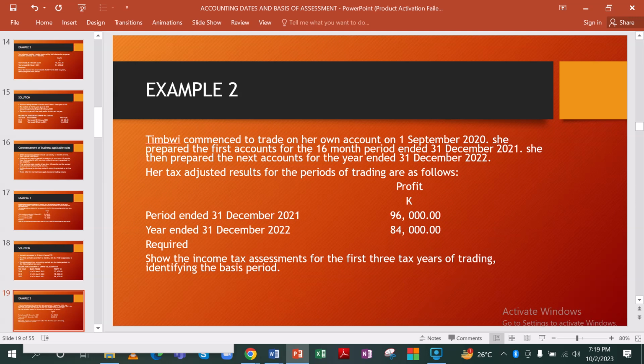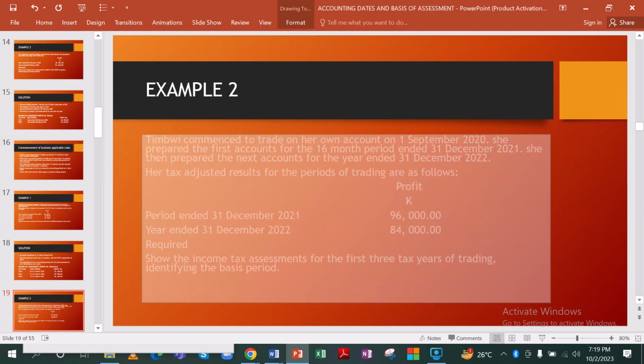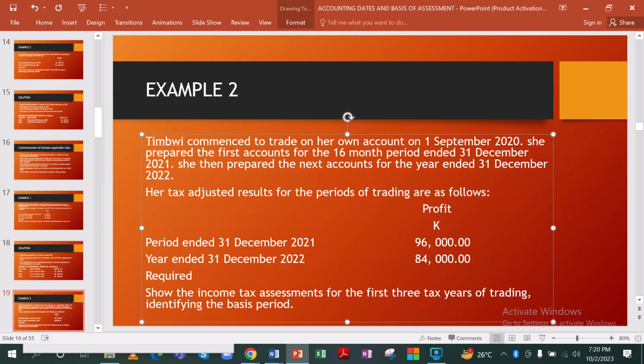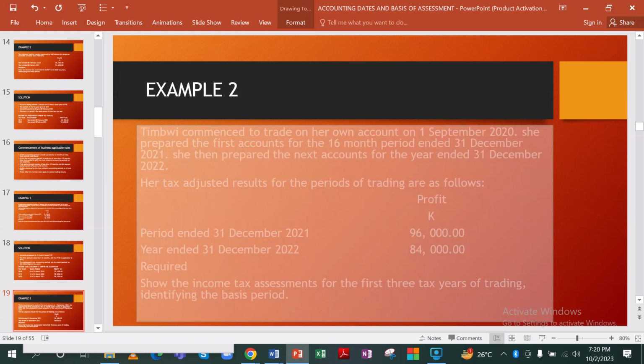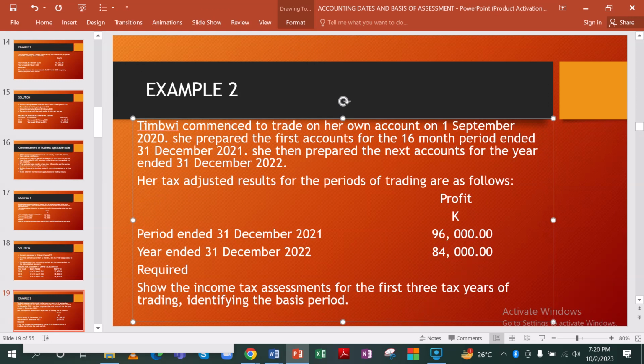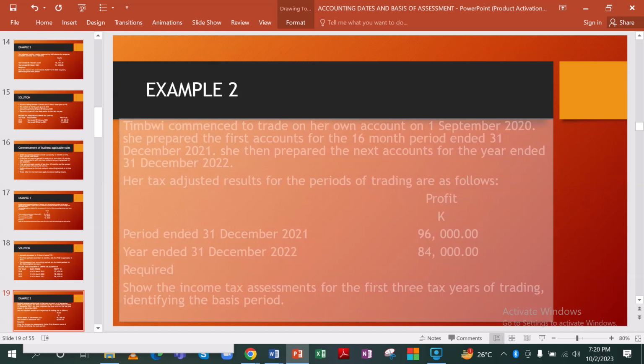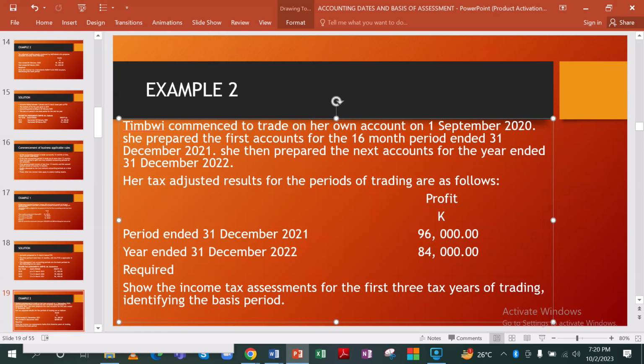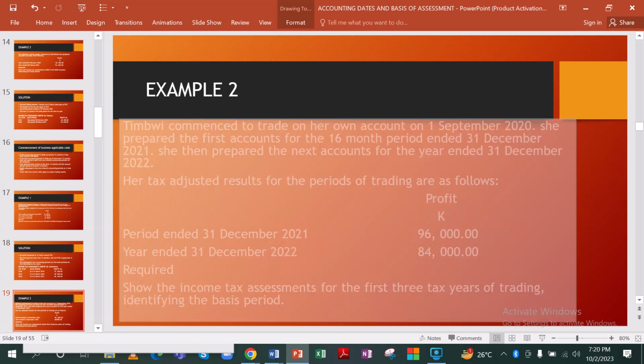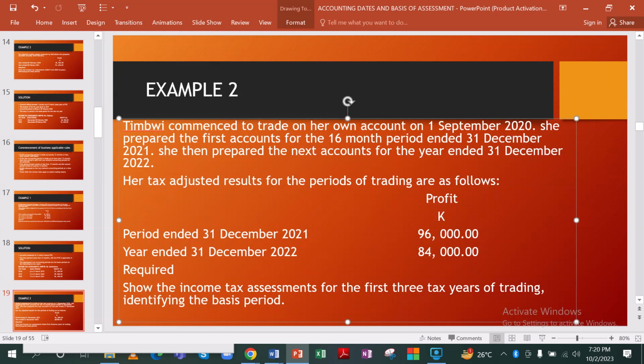So again, this is Timbwi. We have Timbwi in this particular case. We make them bigger so that you see. I believe you can see nicely.